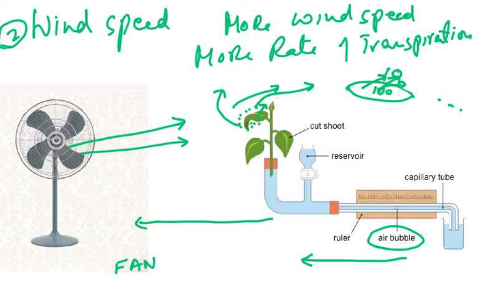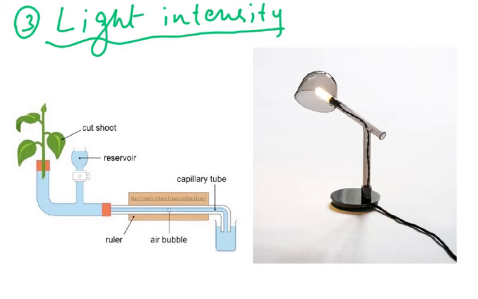And all you need is a potometer and a fan to prove this. So you'll do an experiment with a fan and then an experiment without a fan and see what the difference is. Or you can increase the speed of the fan and study it: more the wind speed, more the rate of transpiration. Now the third thing that we have to investigate is light intensity.